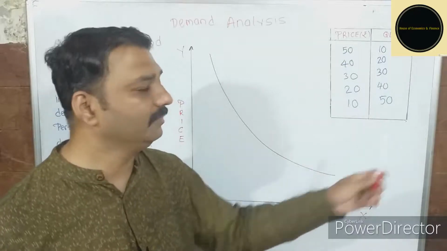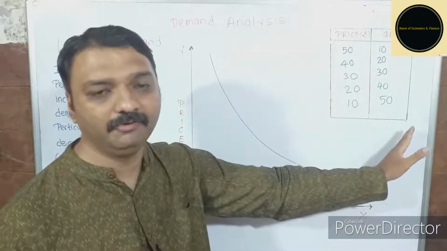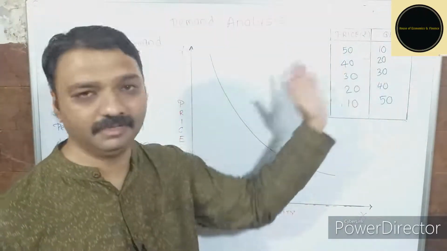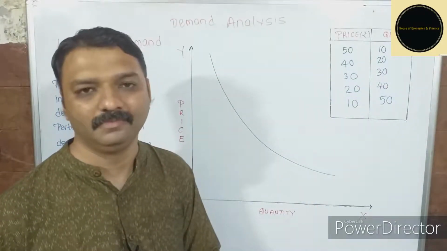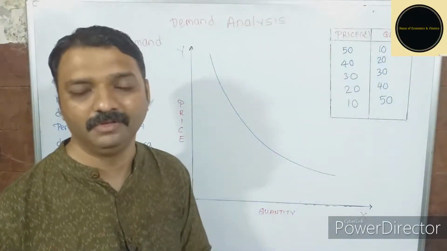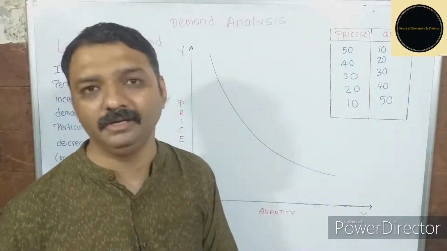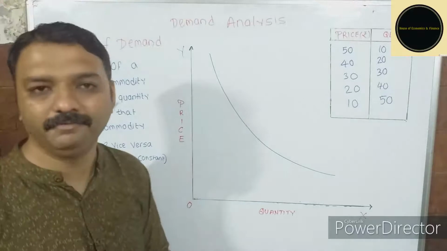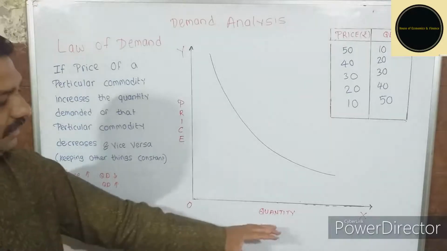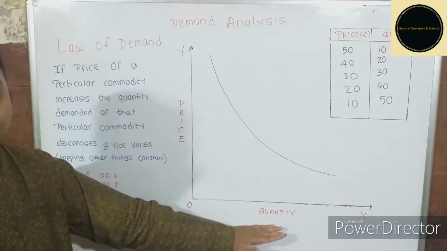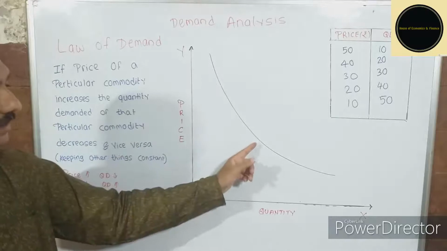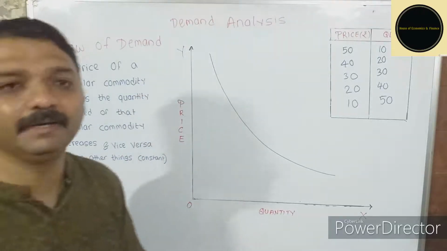So this is a demand schedule. It gives the quantity demanded of a particular commodity at various price levels. As the price level changes, the quantity demanded will also change. More precisely, if the price is decreasing, the quantity demanded is increasing. So this is the relationship. This could be graphically represented by a demand curve. So this is a demand curve. On the x-axis I have taken quantity demanded, and on the y-axis we have price. This is a demand curve which is sloping downwards to the right.